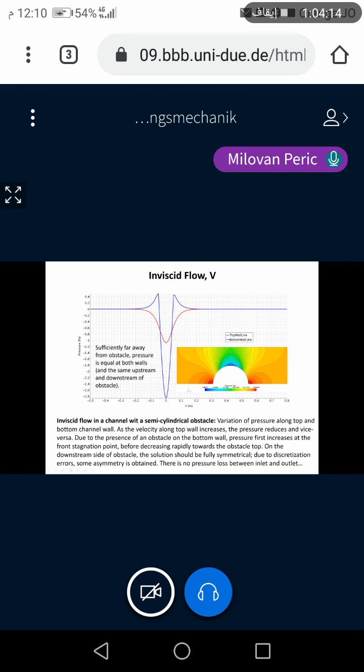First, there is an increase of pressure up to the stagnation point. Then there is a very rapid decrease along the curved surface. Minimum is at x equals 0, just at the top of the obstacle, and then there is again increase. And the maximum at the back should be the same as the maximum in front. It's not the same here because of the errors that I mentioned earlier.